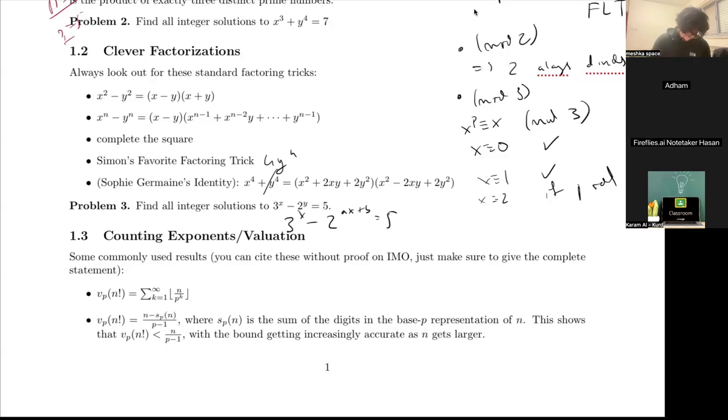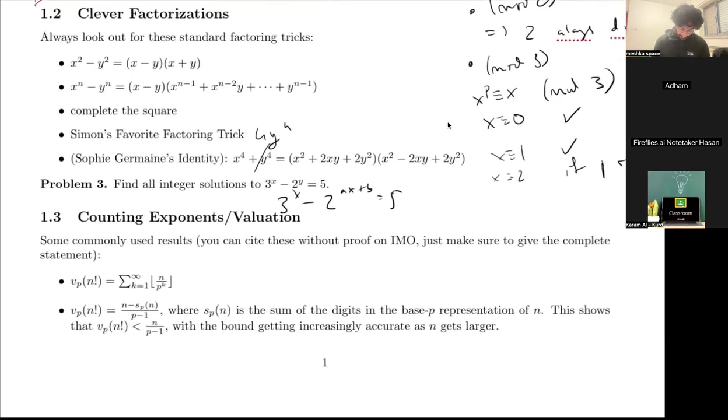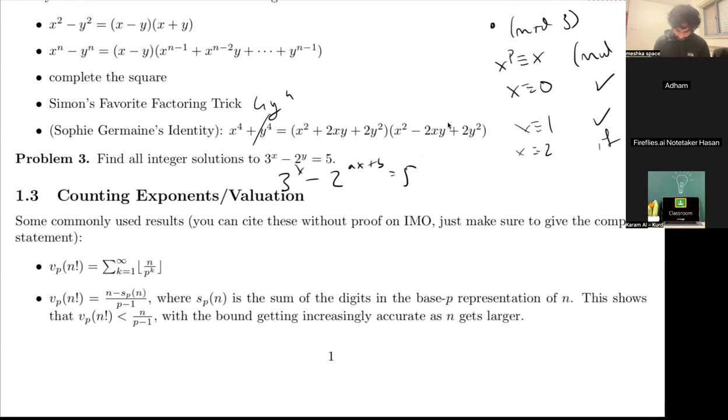Great, so now let's talk about the third very common technique, which is counting the exponent of a prime. If a prime divides something, how many times does it divide? There are some formulas that maybe you know already, but I just want to state them. If I have n factorial, how do I count the power of p? How do I count the valuation? It's this expression.